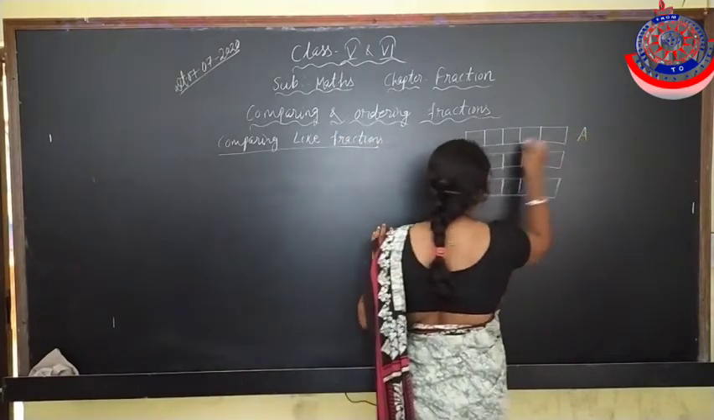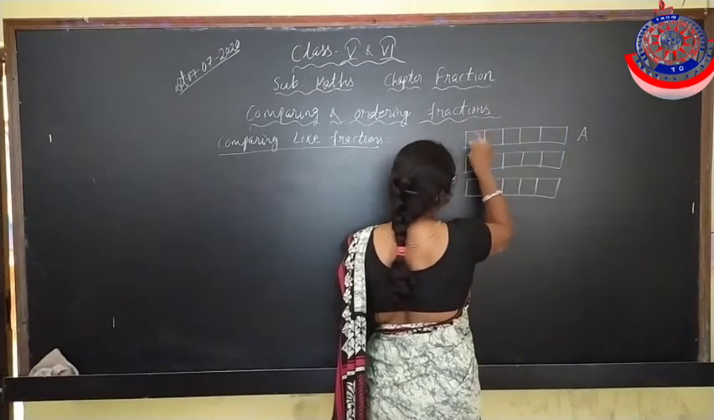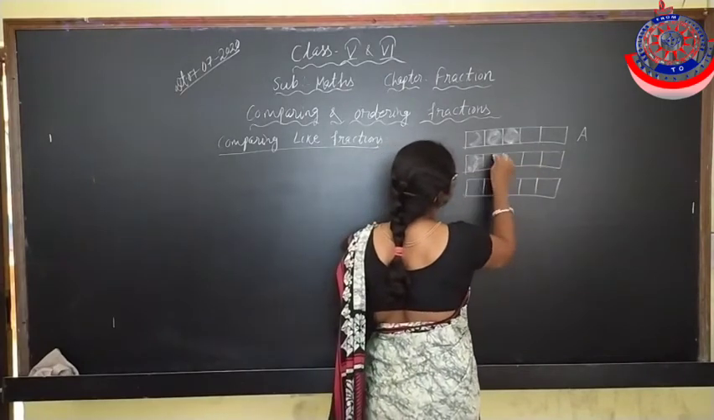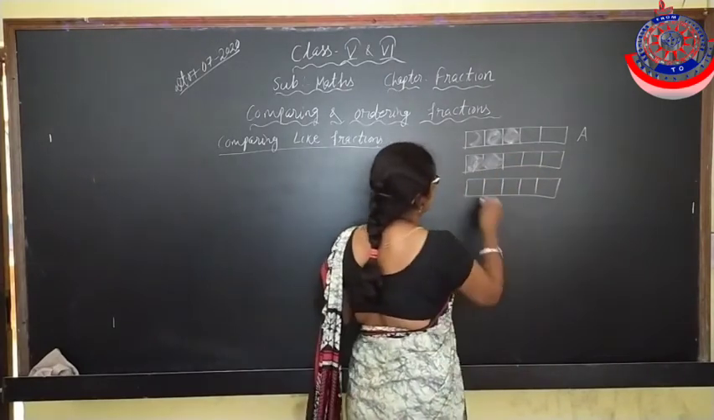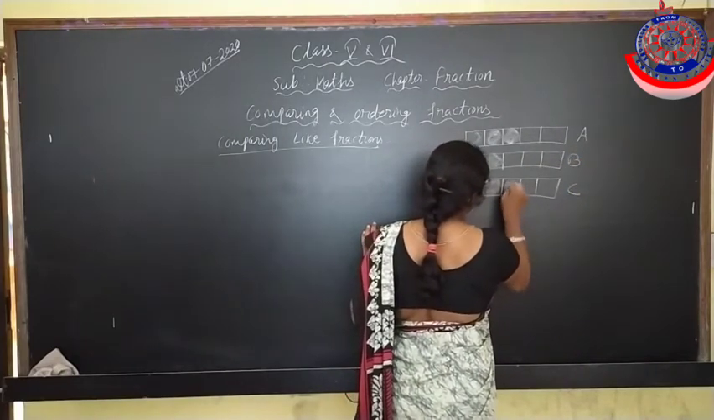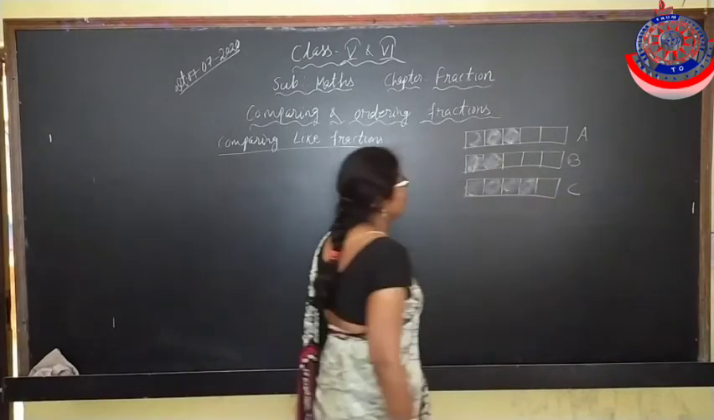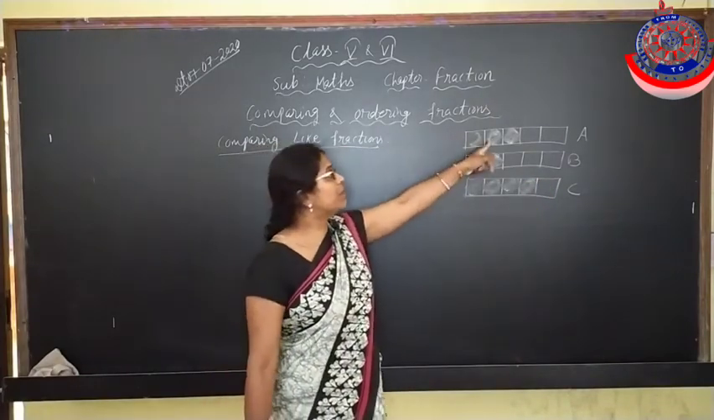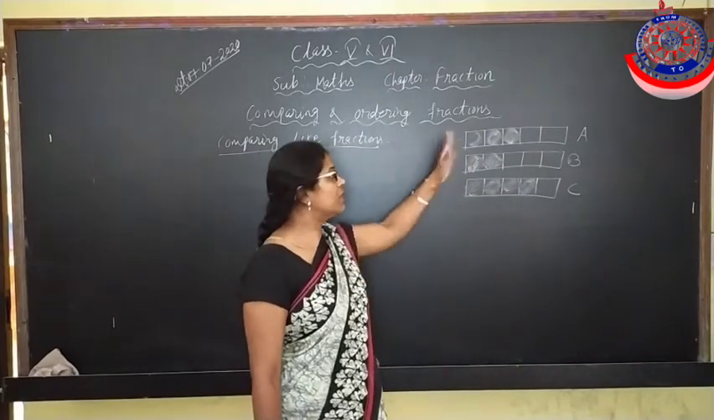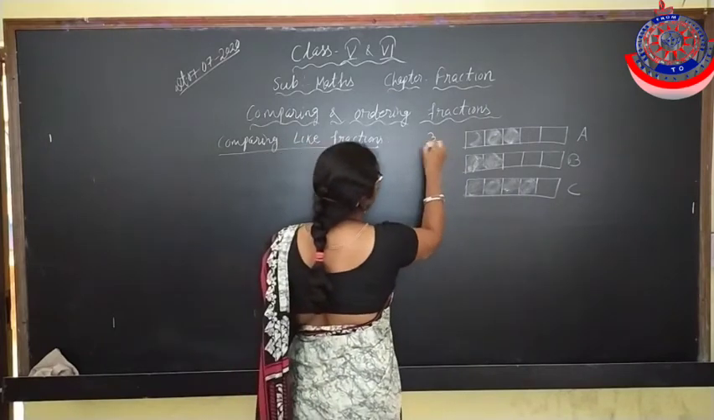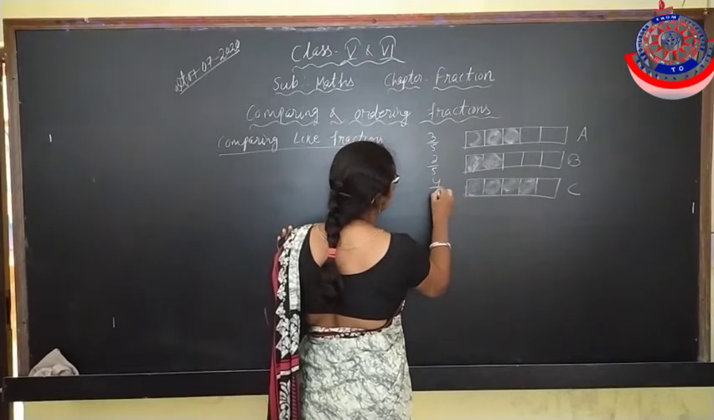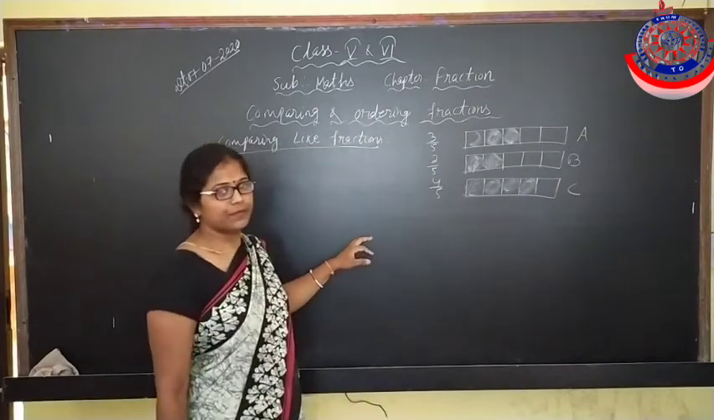Suppose A has colored 3 parts, B has colored 2 parts, and C has colored 4 parts. Clear? Out of the 5, that means A has colored 3 by 5, B has colored 2 by 5, C has colored 4 by 5. Clear?